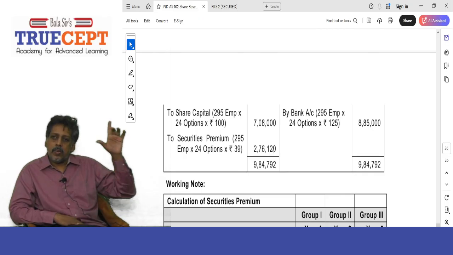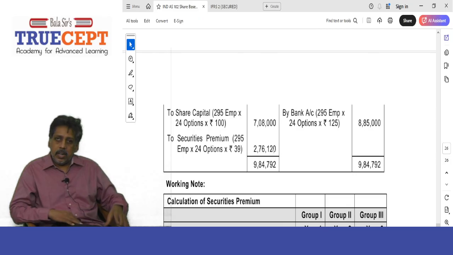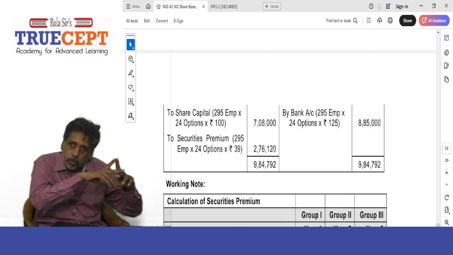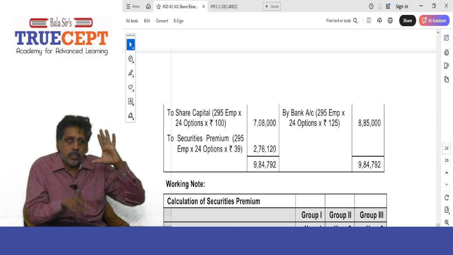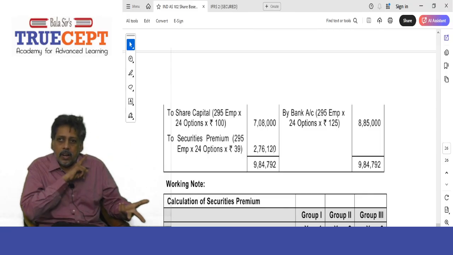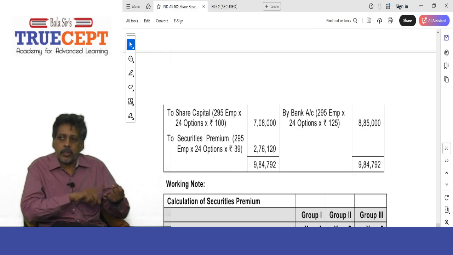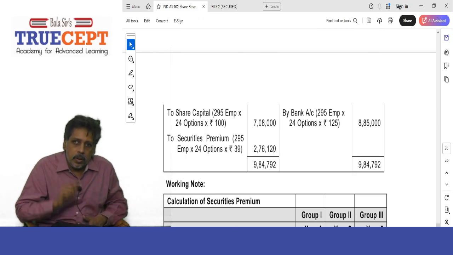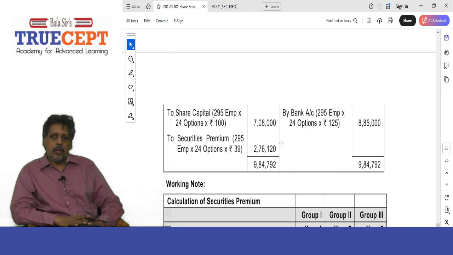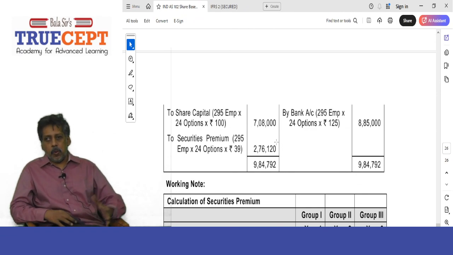7,08,000. Then how to find the share premium? Very simple. We would have collected 14 rupees through their service, plus another 125 collected in cash. In all, 139. Of that, 100 has gone to share capital. Balance 39 rupees into the number of shares will be transferred to securities premium. 2,76,120. Or you can also have it as a balancing figure, because there's no other balance carried down. You get it?